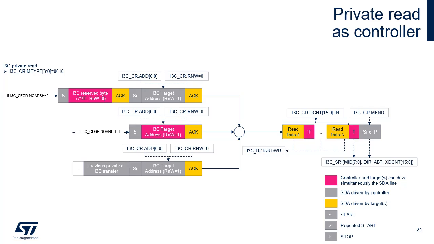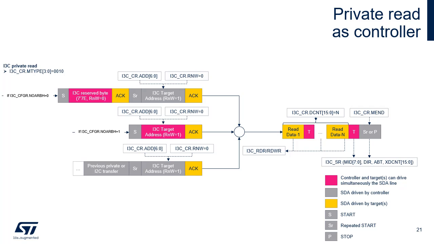This figure illustrates an I3C private read transfer as it's communicated on the I3C bus and as it's programmed when acting as controller. This private read transfer can be scheduled when one of the following conditions is satisfied. An arbitrable header containing the reserved byte and RnW equals 0 is emitted after a start and before the I3C private read message. The target address is emitted directly after a start. The I3C read message follows a previous I2C or private I3C transfer.